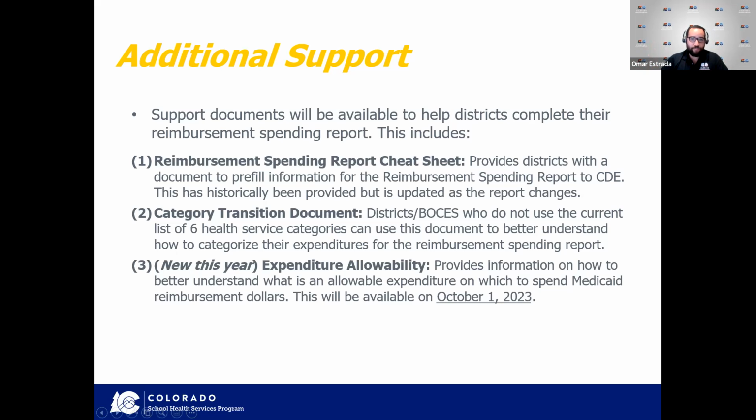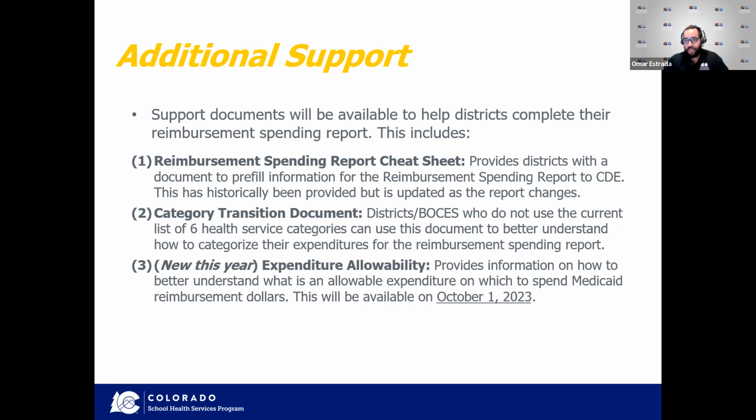The second support item there is the category transition documents. For some of you that are on older LSPs, it's been around for a while, you're probably using an older list of 24 health service categories. That's the previous list that we were using before we made the transition to the 6 main, 5 subcategory system. This document was simply created to help those that are transferring that information to the new system when they complete the reimbursement spending report that's now using that same system. But if you're not on that previous list, or if you're just curious in terms of how some of these expenditures can be categorized, you can look at this document for some extra information.